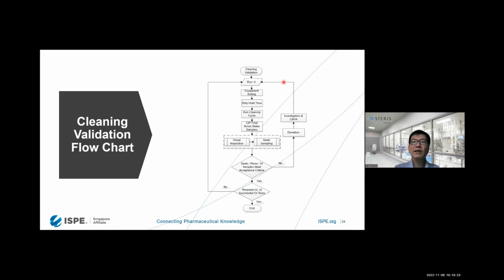So this is just a flow chart on the cleaning validation. So when you run a cleaning validation, this is run 1. So first thing is to soil the equipment, and then you have the dirty hold time, for example, 3 days. Then you run the cleaning cycles, you collect the rinse samples, and perform the visual inspection and the swab sampling. So if any of this fails, then you will need to have a deviation to investigate the reason for the failures. So if you pass, then you just perform the second run and the third run until you meet the required number of successful cleaning validation runs. So this is just an overview of the typical cleaning validation flow chart.